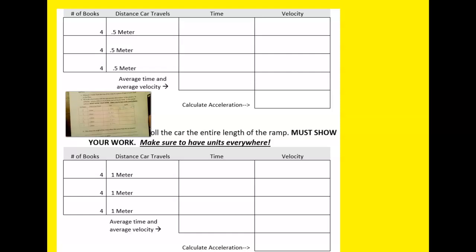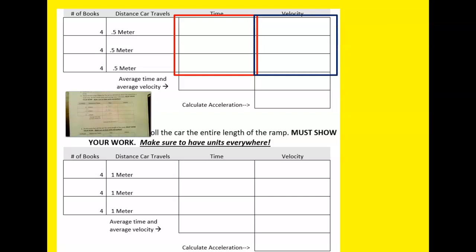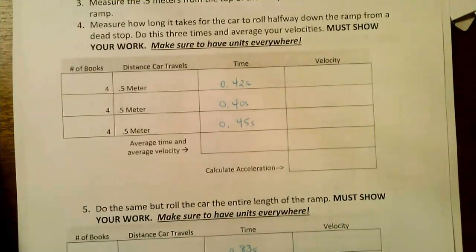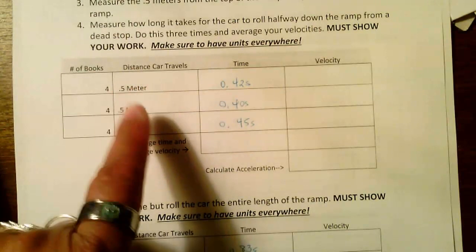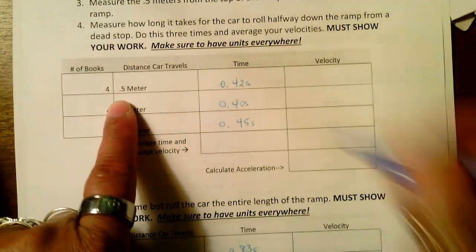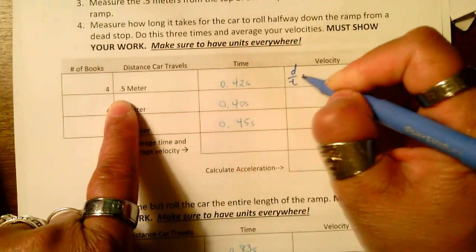So we know that once you have collected your time, you are going to calculate your velocity, and after you do that, you are going to calculate your acceleration. So I'm going to do a quick review of how to do some of these things that you should already know. Again, here I have my time, and here's my distance. Distance divided by time is how I get velocity.